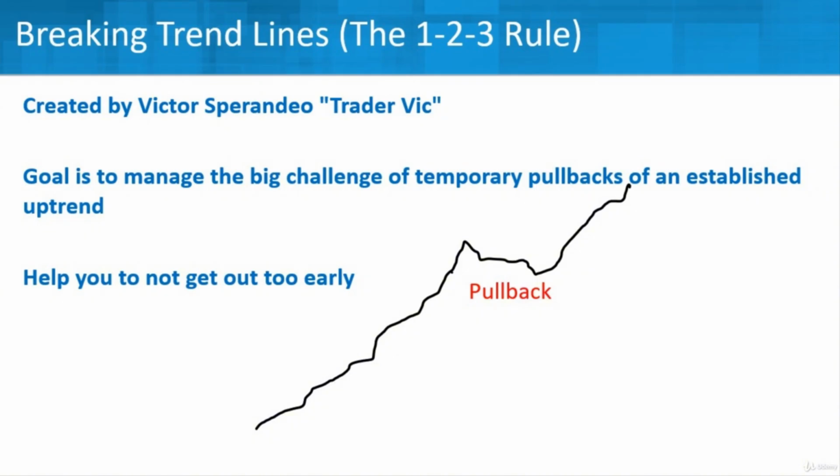In this case, of an established uptrend. So the 1-2-3 rule is related to definite established uptrends and trying to sell out of a temporary pullback. You want to try to run that. You want to keep running with that trend. It helps you to not get out too early.